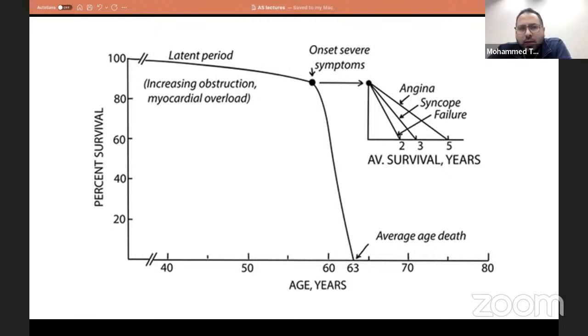The correct way of putting this is that whenever the symptoms start, which is around here, 50% of people who develop angina will live for 5 years. 50% of patients who develop syncope will live 3 years. And if they have congestive heart failure, the 50% survival is 2 years. Okay? Okay, thank you.